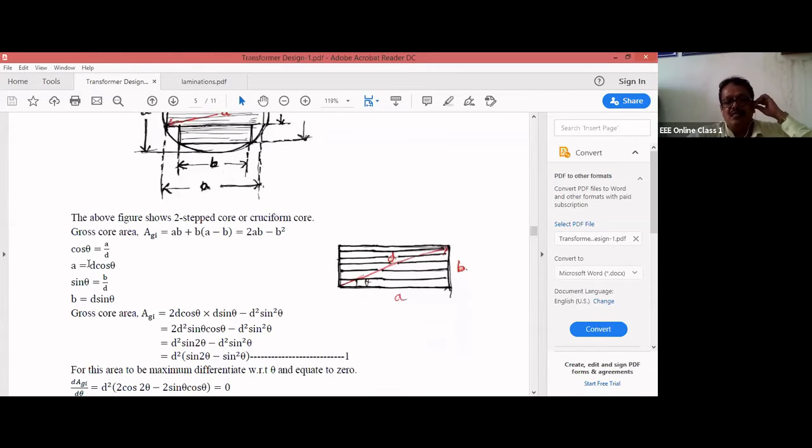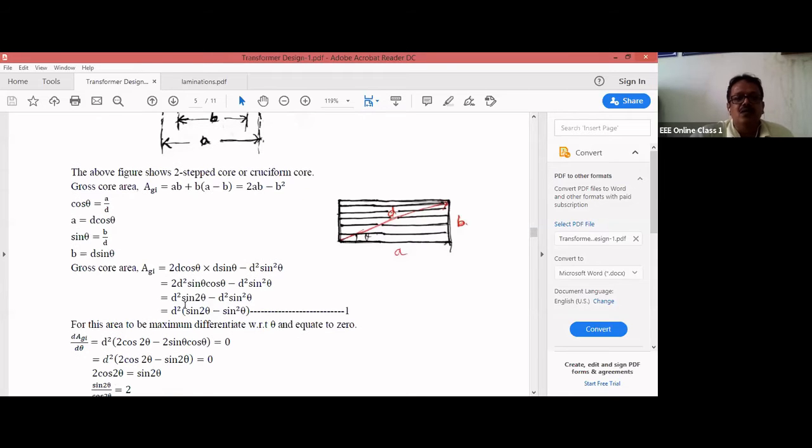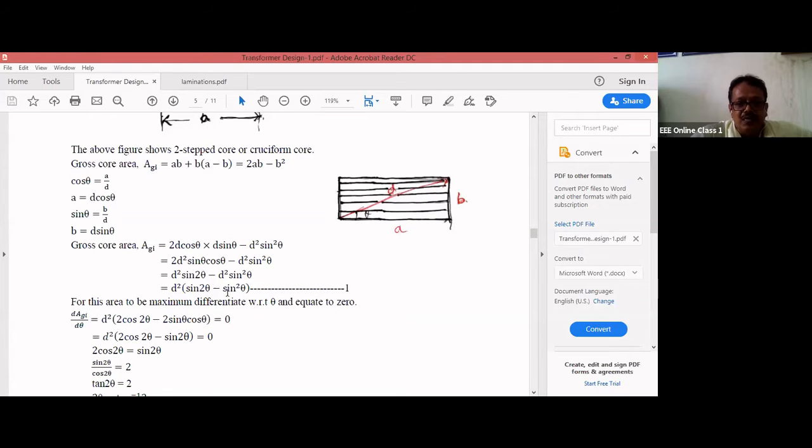Here cos theta is nothing but adjacent side by hypotenuse, A by D, so A is equal to D cos theta. Likewise, sin theta is opposite side by hypotenuse, B by D, so B is equal to D sin theta. So the gross core area AGA is 2AB minus B square. Substituting for A and B: 2 D cos theta into D sin theta minus B square, which is D square sin square theta. So D square into 2 sin theta cos theta, which can be written as sin 2 theta, minus D square sin square theta. So AGA equals D square into (sin 2 theta minus sin square theta).